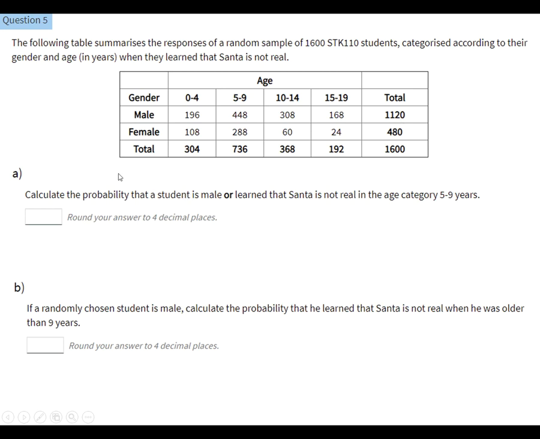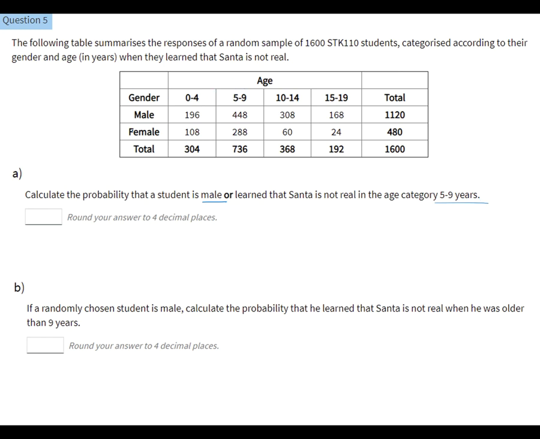Now for question 5, we are getting to the probability questions now. So here we've given you a frequency distribution. We've split according to male and female, as well as the age categories for how old people were when they learned that Santa is not real. So our first question that we asked you is to calculate the probability that a student is male or learned that Santa is not real in the category 5 to 9.